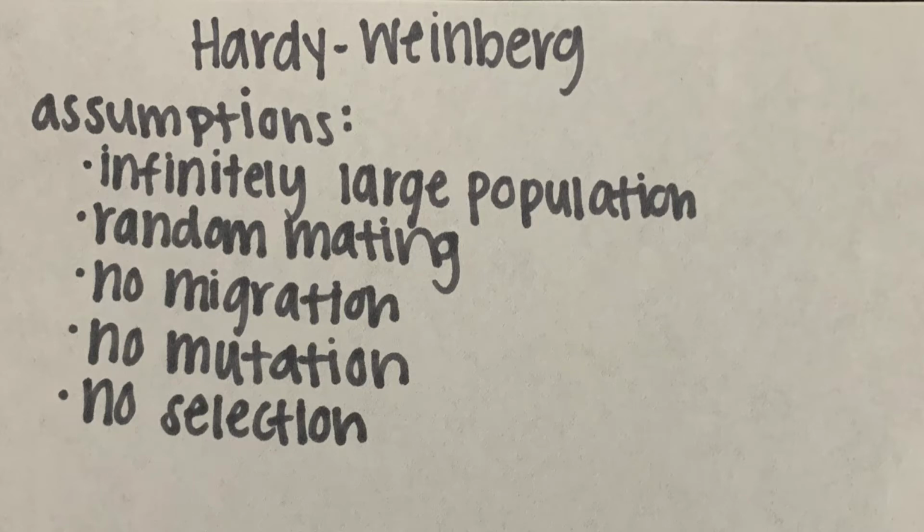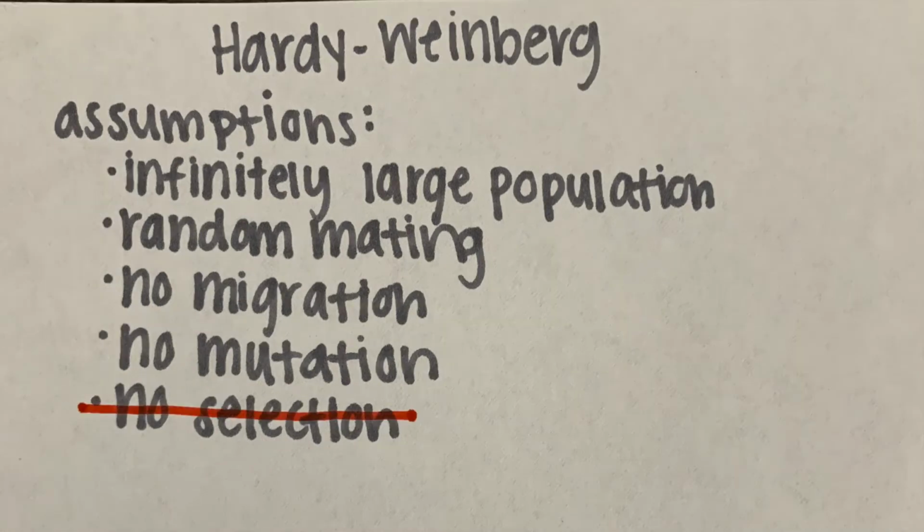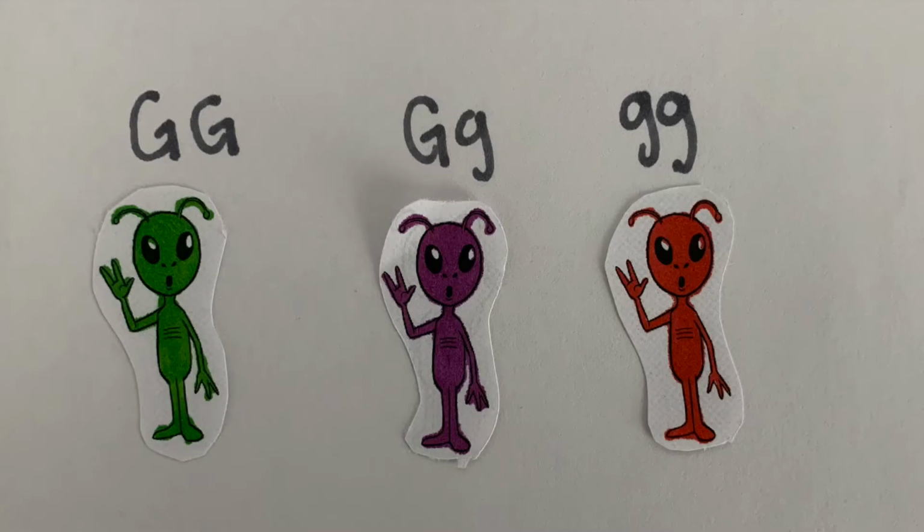Hardy-Weinberg law says that allele and genotypic frequencies will stay at equilibrium as long as these assumptions are met. However, when one, such as selection, is violated, the population is no longer in Hardy-Weinberg equilibrium. Let's take a population of aliens whose skin color is controlled by a single autosomal gene.